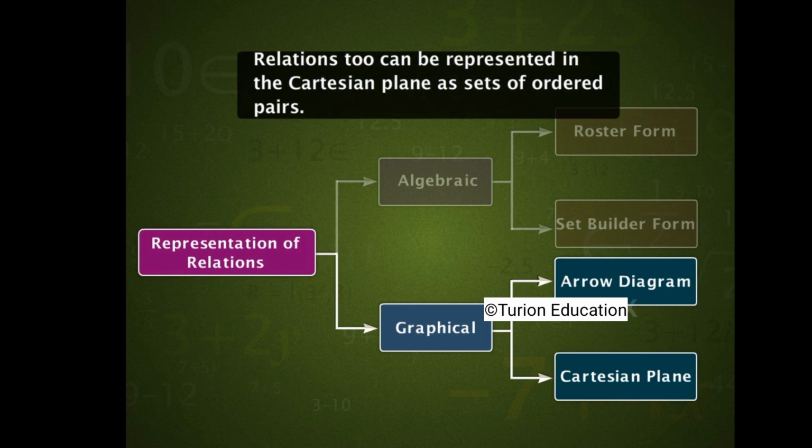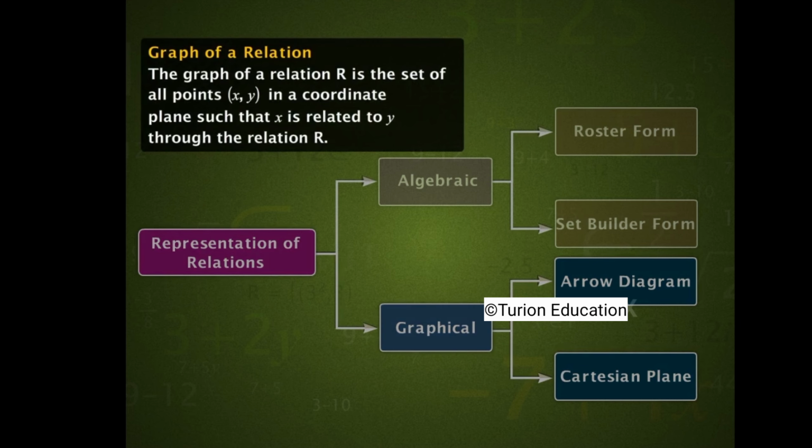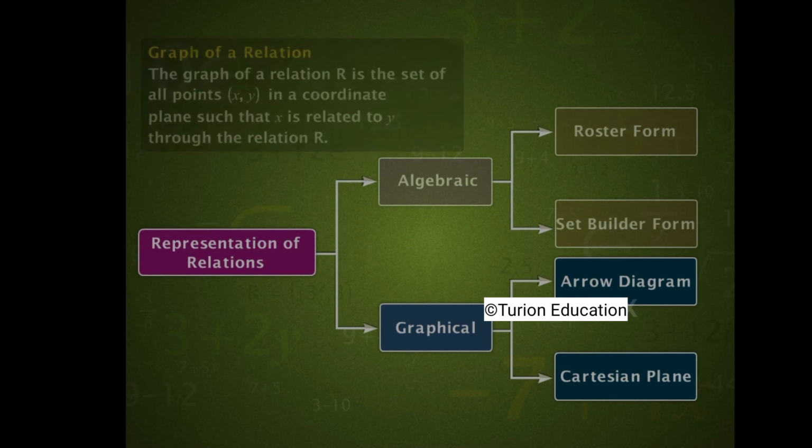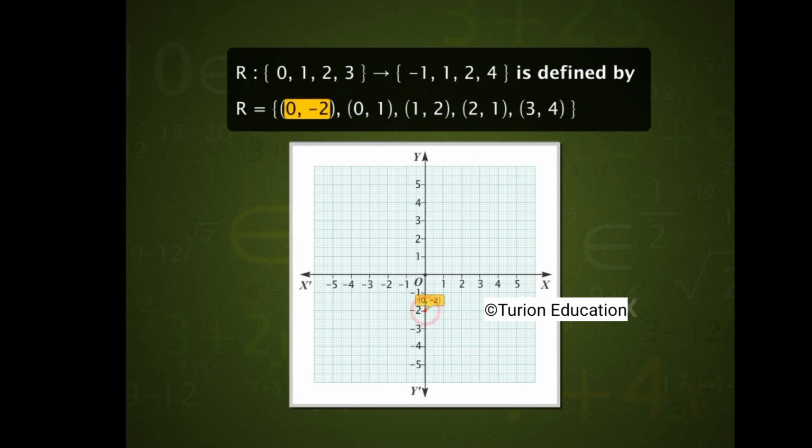Relations too can be represented in the Cartesian plane as sets of ordered pairs. These ordered pairs are called the graph of a relation. The graph of a relation R is the set of all points (x, y) in a coordinate plane such that x is related to y through the relation R. A relation consisting of finitely many ordered pairs of numbers, as in our example, could be graphed by simple plotting of points. Let us now represent this relation graphically. As usual, the first element of each ordered pair corresponds to the x-axis and the second element to the y-axis.